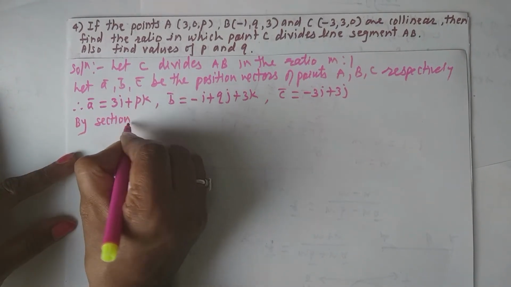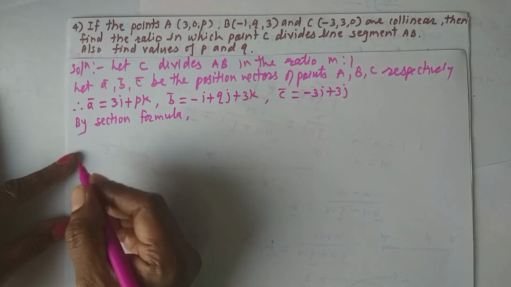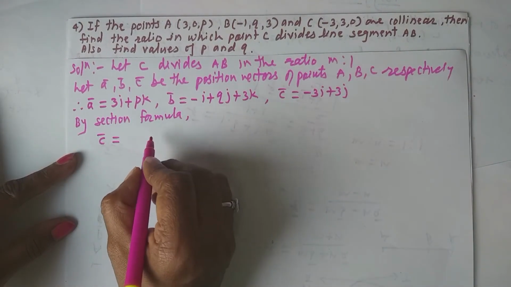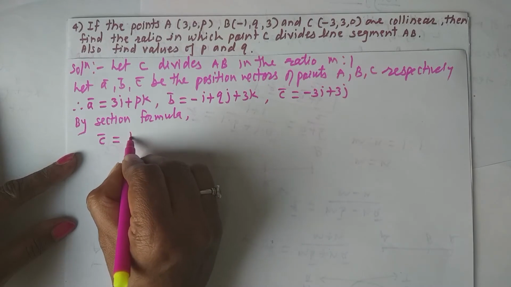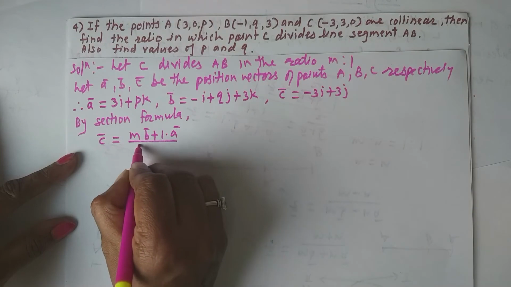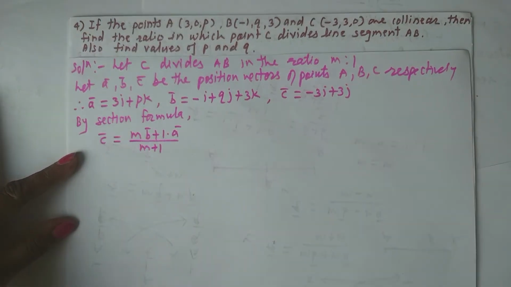Then by the section formula, here C divides, so we will get C bar. And what is the ratio? m is to n, that is m is to 1. Therefore m B bar plus 1 into A bar, divided by m plus 1. Our section formula will get converted like this.